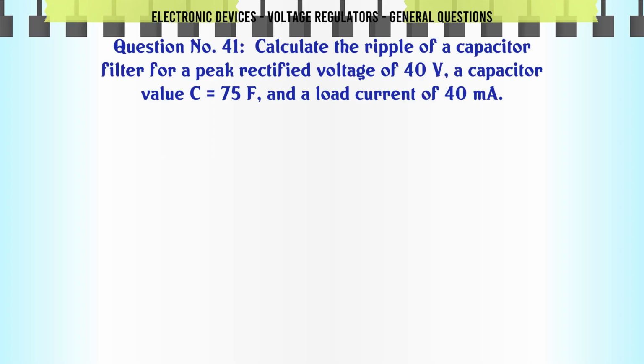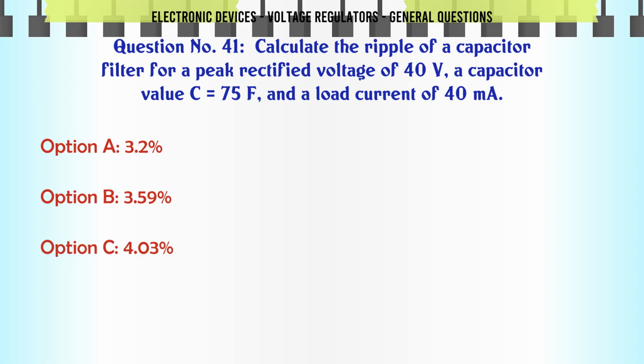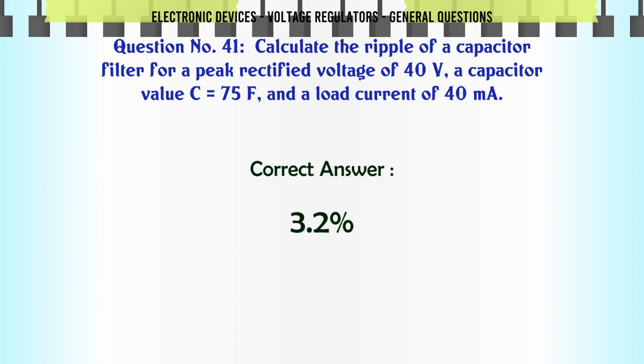Calculate the ripple of a capacitor filter for a peak rectified voltage of 40 V, a capacitor value C75 floor, and a load current of 40 mA. A. 3.2. B. 3.59. C. 4.03. D. 4.59. The correct answer is 3.2.